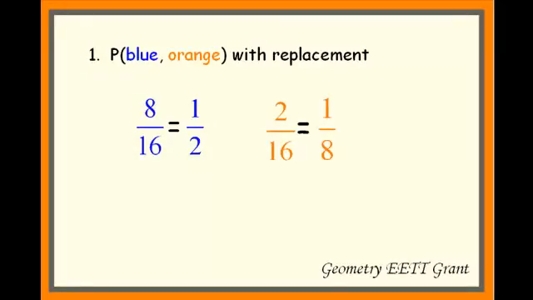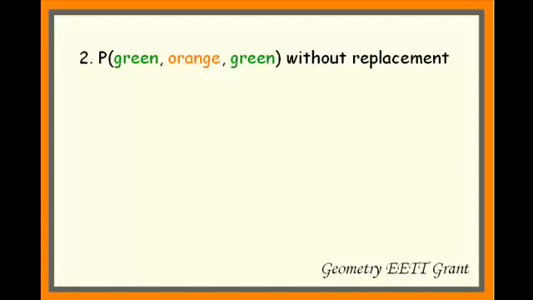So the probability of blue then orange: you multiply those probabilities together. So you do 1/2 times 1/8, and that is a total of 1/16. So out of every 16 times you try that, 1 time it will happen where you get a blue, then an orange. Now that's with replacement. Now let's do problem number 2. This time we want to get a green, then an orange, then a green, but we are not going to replace the chip inside the bin.